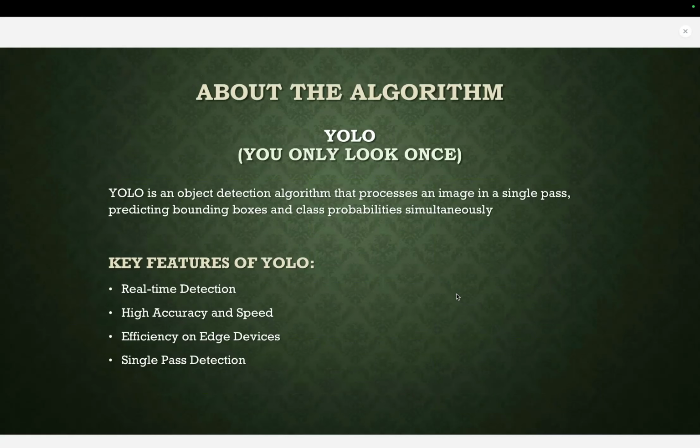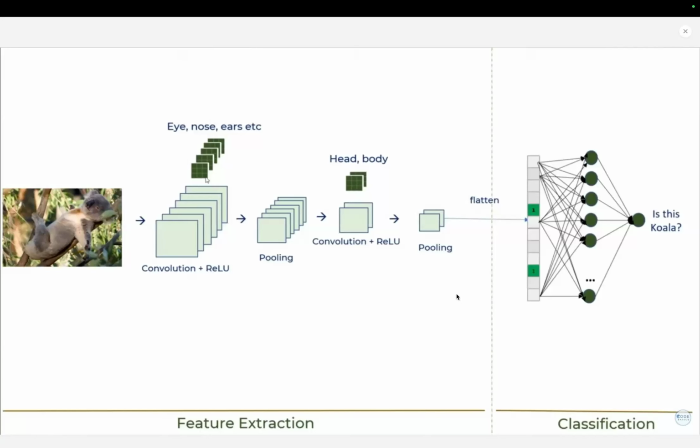So what is YOLO? YOLO is real-time detection. YOLO stands for You Only Look Once. It is an object detection algorithm, and it has some special properties: it processes an image in a single pass, predicting bounding boxes. That means it creates bounding boxes around the class of the object it is predicting, and it creates class probabilities. It is based on the CNN model.